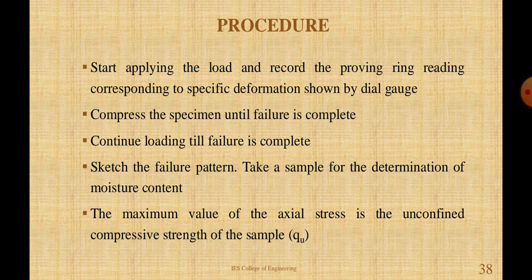And start applying the load and record the proving ring reading corresponding to specific deformation shown by the dial gauge. Then compress the specimen until failure is complete. Continue loading till failure is complete. Sketch the failure pattern and take a sample for the determination of moisture content. Then the maximum value of the axial stress is the unconfined compressive strength of the sample, that is QU.